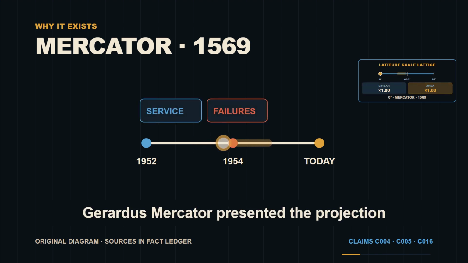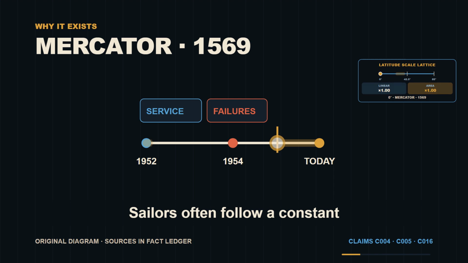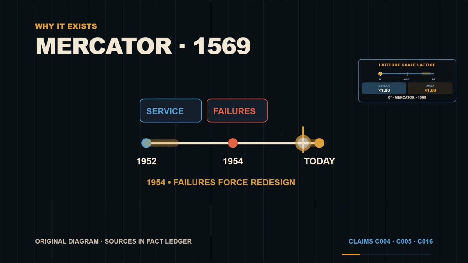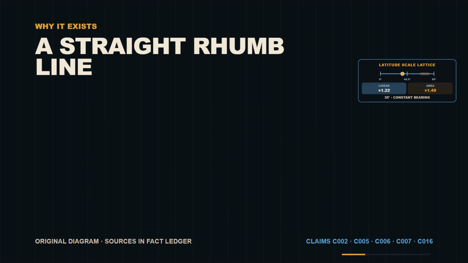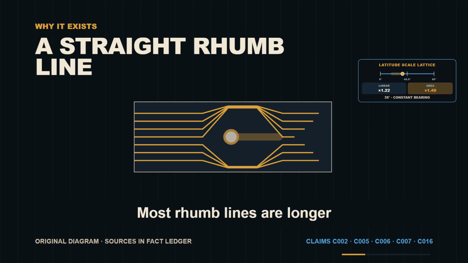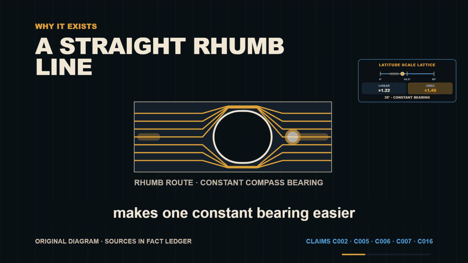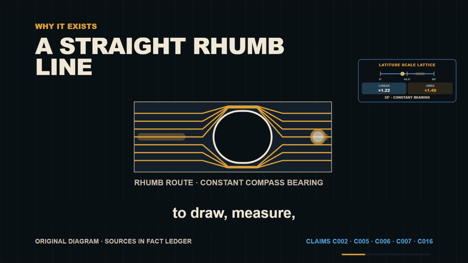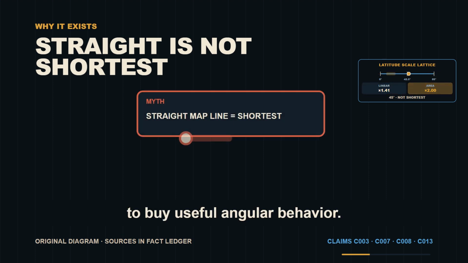In 1569, Mercator presented the projection on a large world map intended for navigation. Sailors often follow a constant compass bearing, tracing what cartographers call a rhumb line instead of continually changing course. That curving route across the globe becomes a straight line across the chart. Straight does not automatically mean shortest. Most rhumb lines are longer than the corresponding great circle route, yet a straight chart line makes one constant bearing easier to draw, measure, and follow with ordinary chart tools. For navigation, the projection spends area accuracy to buy useful angular behavior.